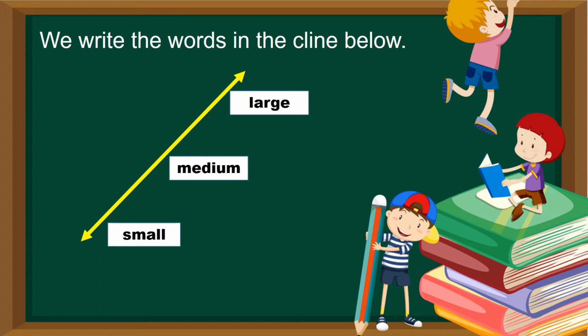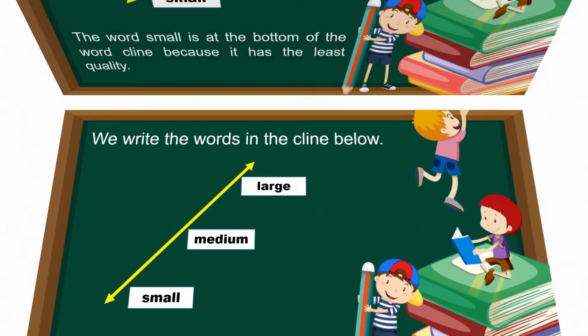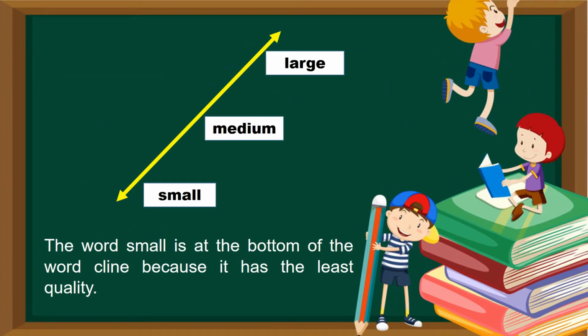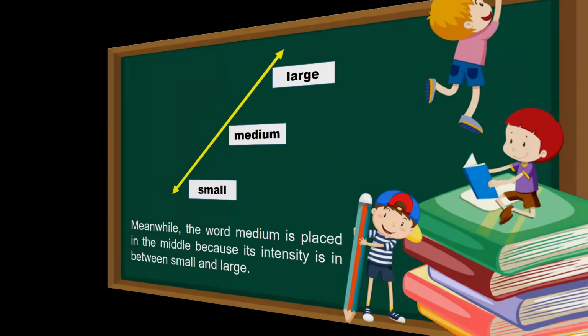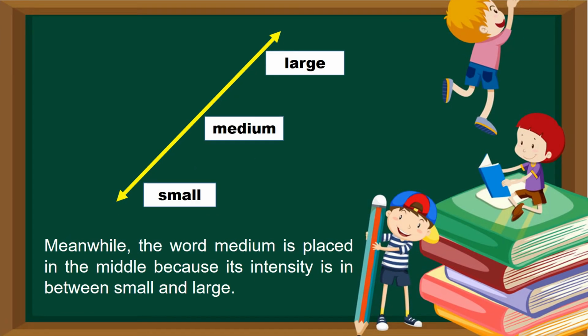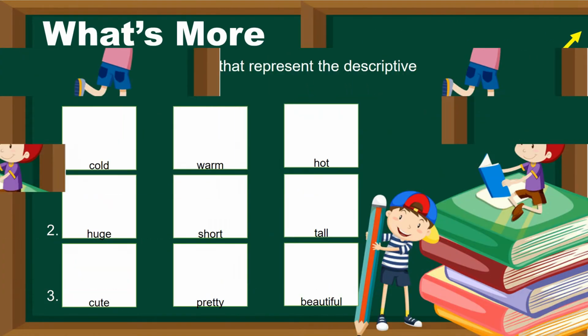We write the words in the line below. The word small is at the bottom of the word line because it has the least quality. The word large is at the top because it has the greatest quality. Meanwhile, the word medium is placed in the middle because its intensity is in between small and large.